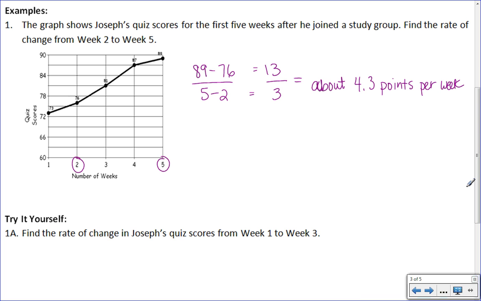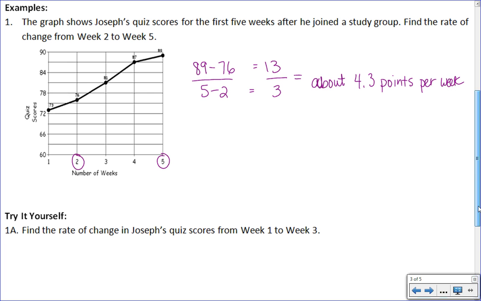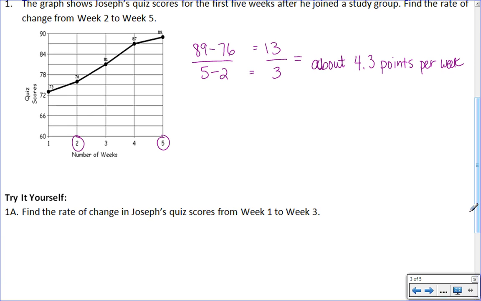Okay. So the first try it yourself problem, you're going to do the same thing. You're going to use the same graph, but now you want to find the rate of change from week 1 to week 3. So pause the video, work through those problems, and when you're ready to continue, press play to check your answer. Okay, from week 1 to week 3, you should have gotten a change of 4 points per week.